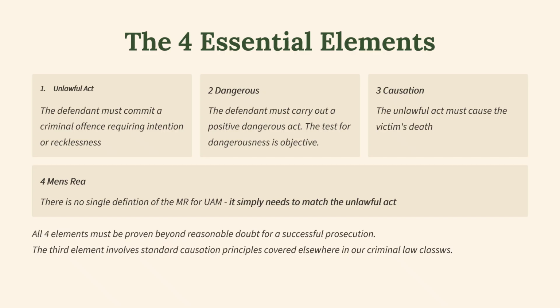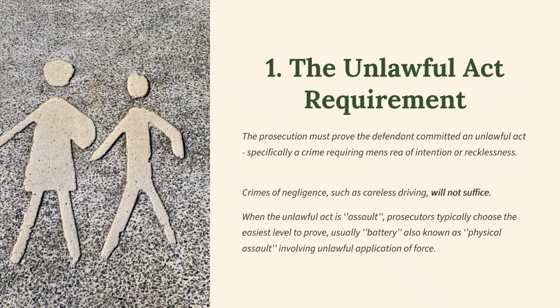And then the final element is mens rea. There is no single definition of mens rea for unlawful act manslaughter. It simply needs to match the unlawful act. So all 4 elements must be proven beyond reasonable doubt for a successful prosecution. Now the third element involves standard causation principles covered elsewhere in our criminal law classes. That's factual causation and legal causation. So let's look at each of these elements in turn.